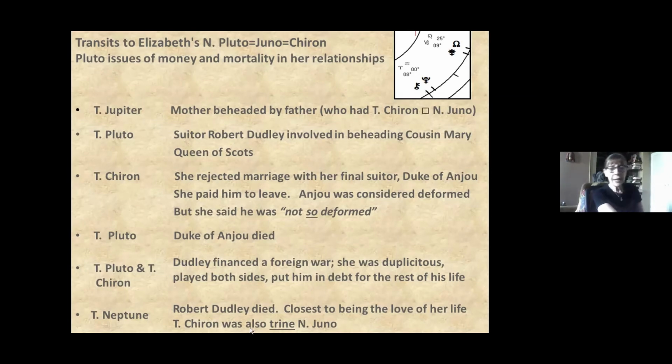And when transiting Neptune hit the whole thing, Dudley died. He was the closest to being the love of her life. Not only was Neptune triggering this, but transiting Chiron was also trining natal Juno.